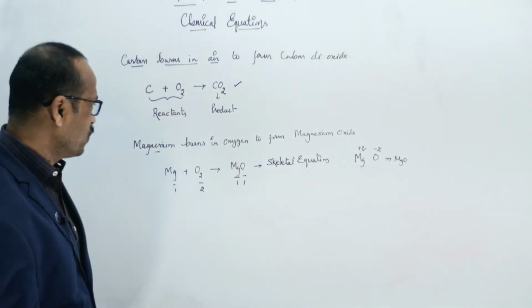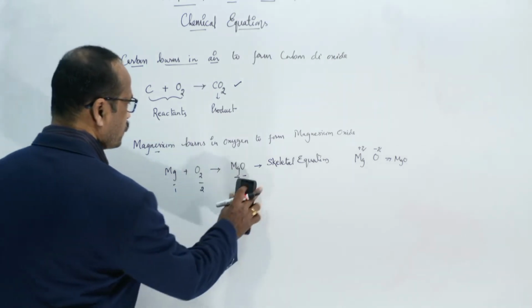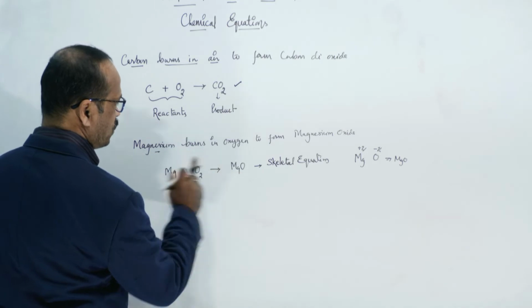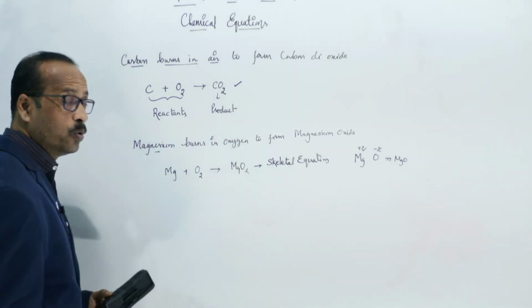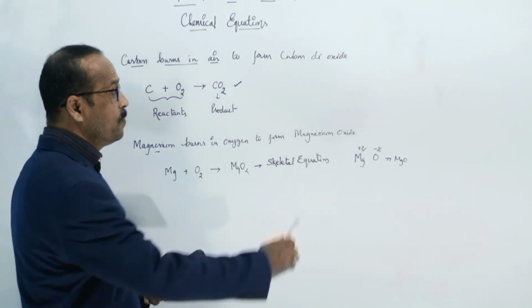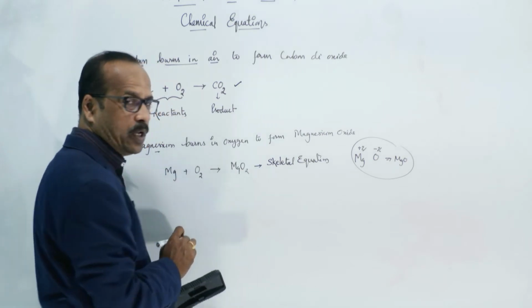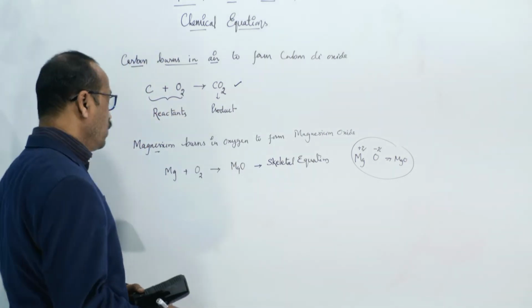So for that purpose, see students, what we need to do: here one magnesium, and two oxygens are there. Can we write 2 here? No, you should not, because the magnesium oxide formula according to the crisscross method is MgO only. You should not write 2 here. Then what we need to do?